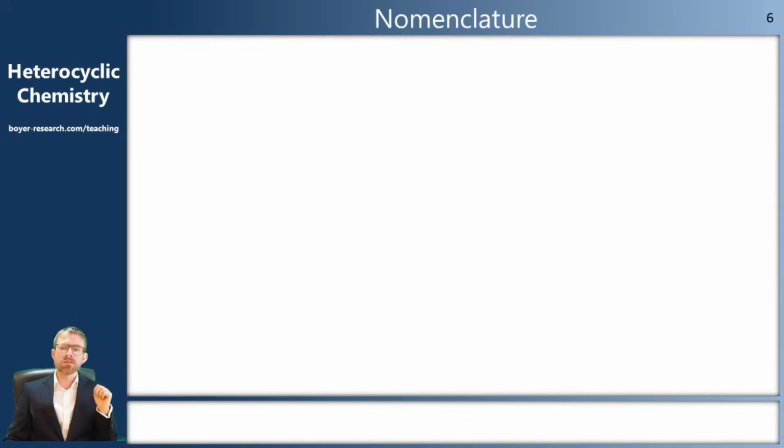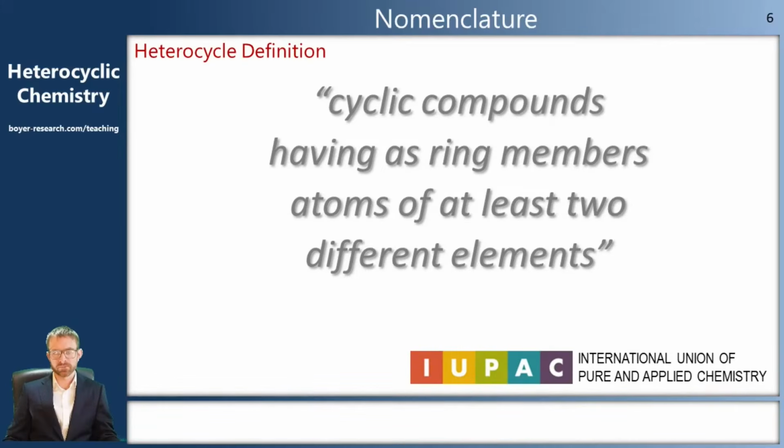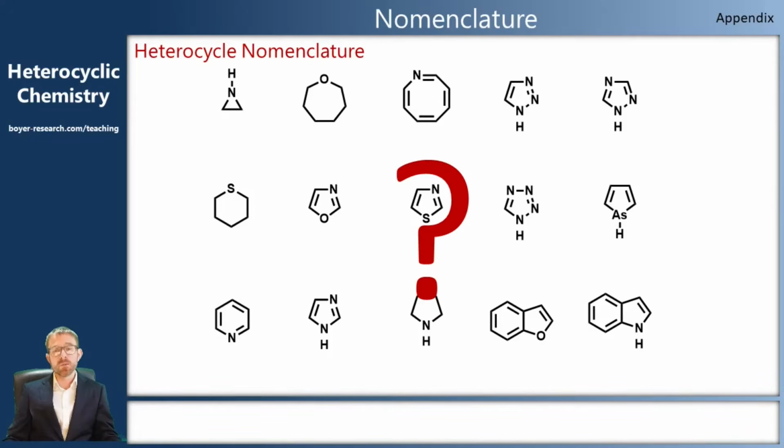Hello and welcome to this video about heterocyclic chemistry. Here we'll be looking at nomenclature of heterocycles. So heterocycles are cyclic compounds having at least two different elements within the ring. But very quickly what we can see is this covers a vast array of different molecules.